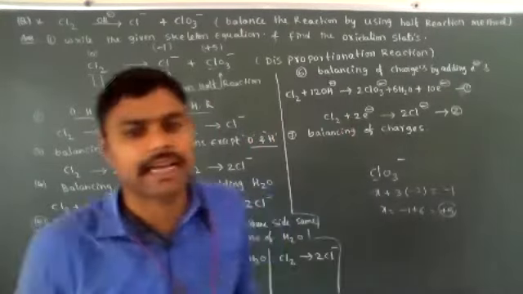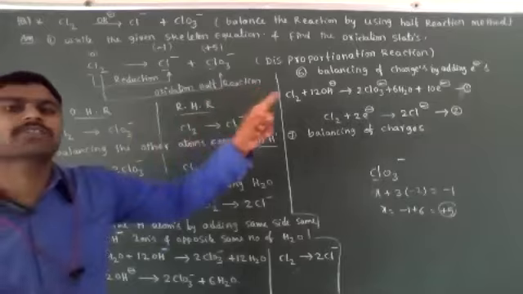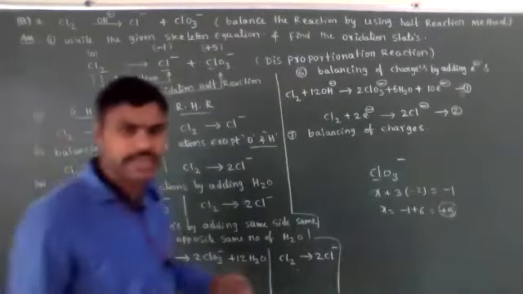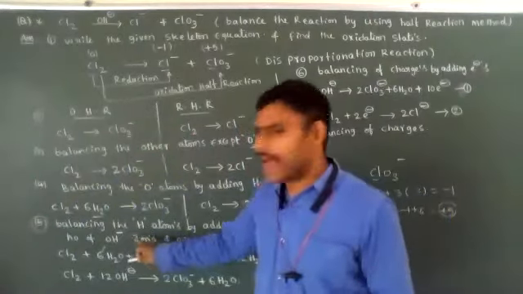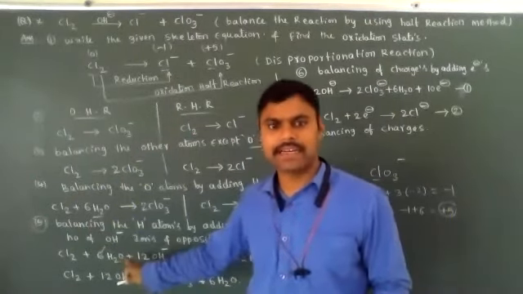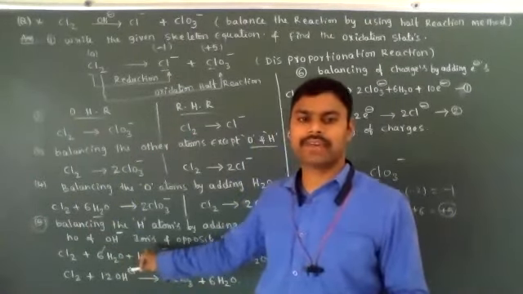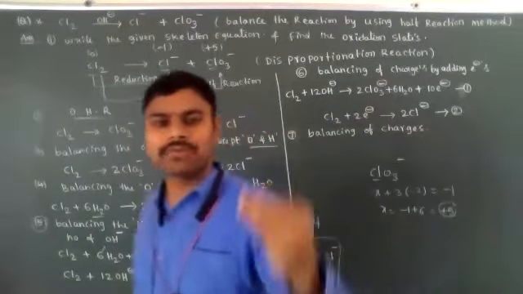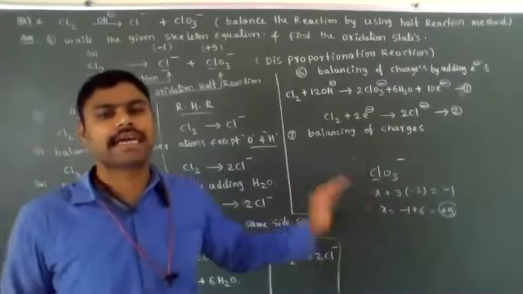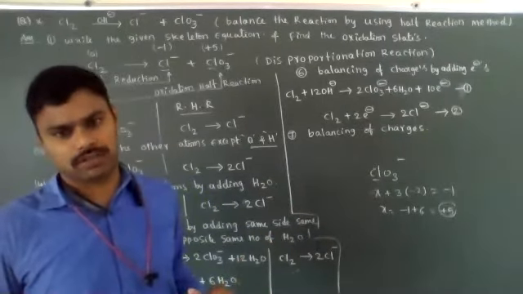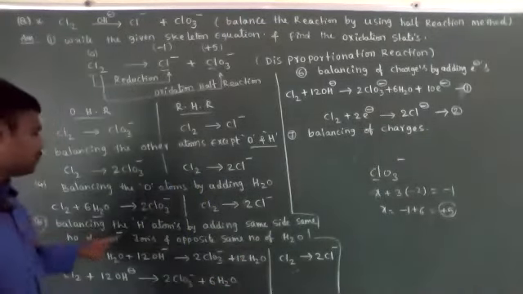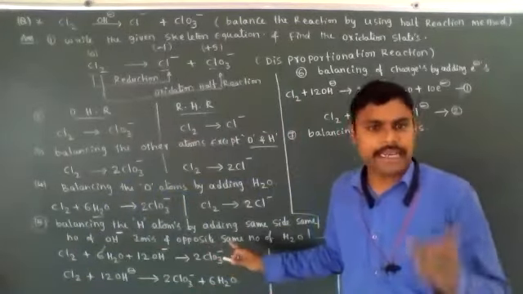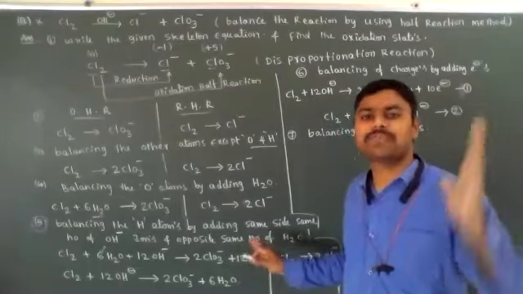In acidic medium, what did we do for balancing hydrogen atoms? Addition of H plus ions. But in basic medium, on the side where extra hydrogen atoms came, we add the same number of OH minus ions, and on the opposite side we add the same number of H2O molecules. That is the main important step for balancing hydrogen atoms in basic medium. Don't confuse. In acidic medium, we just add H plus ions.